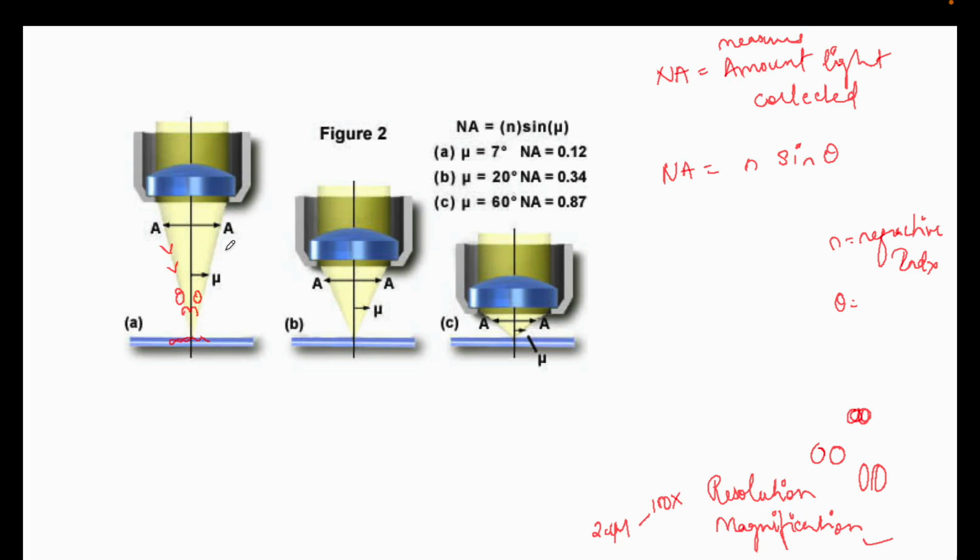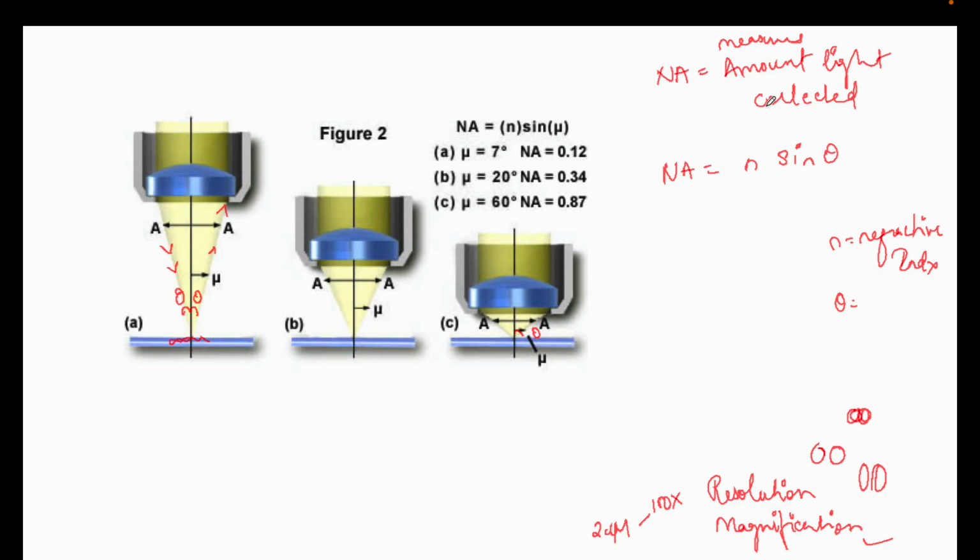And the light is getting reflected back. So this is the theta, and this is the distance, the distance of numerical aperture. This is the theta angle, and n is the refractive index.